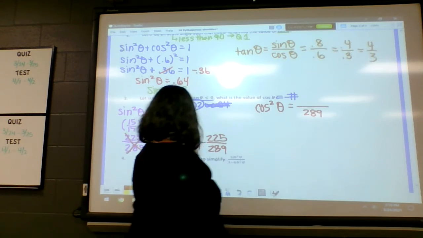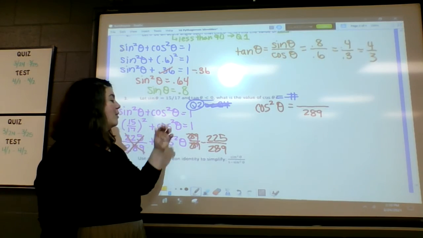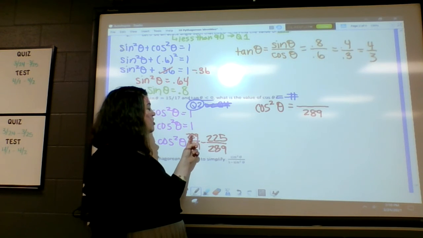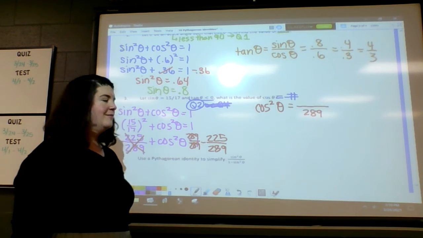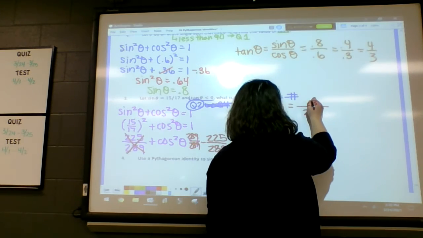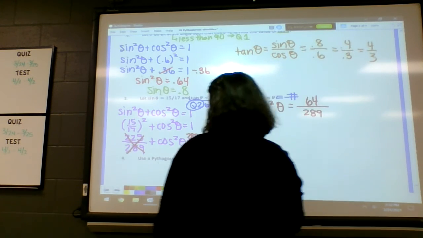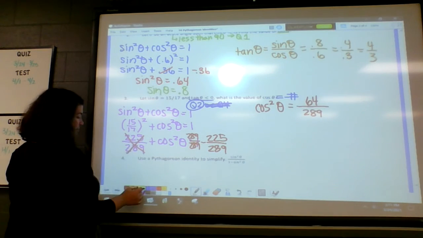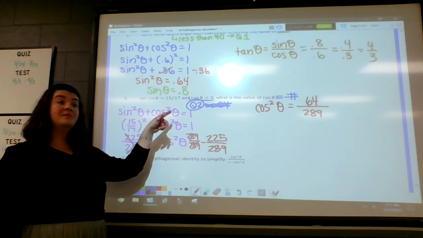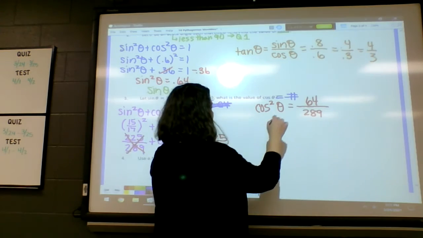So let's do the subtraction. 289 minus 225. Well, the 200s will cancel each other out, so you can think of this as just 89 minus 25. What was that? 64. Don't worry about simplifying. Take the square root.